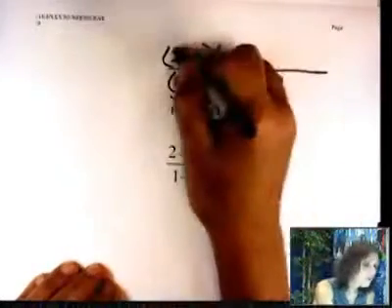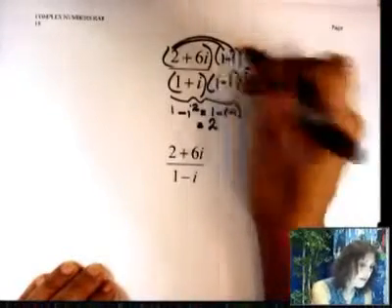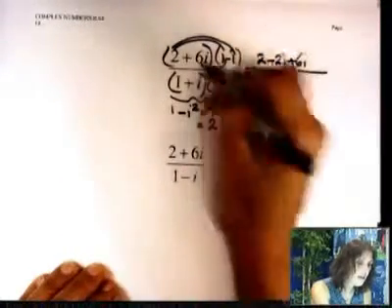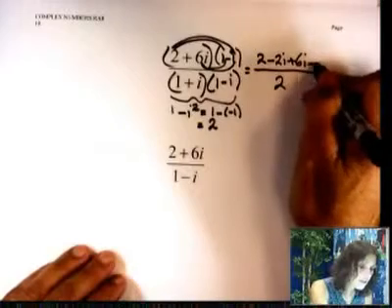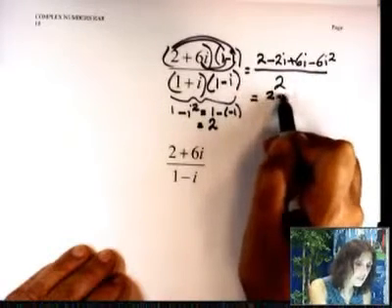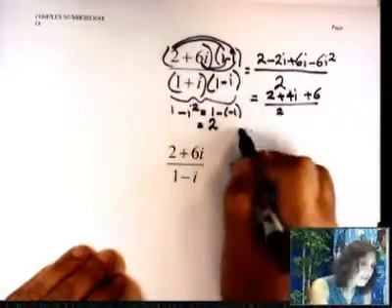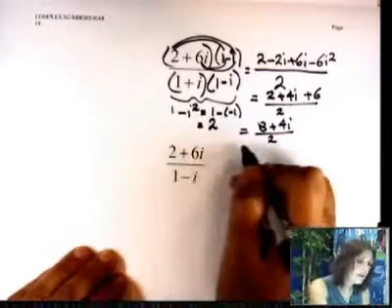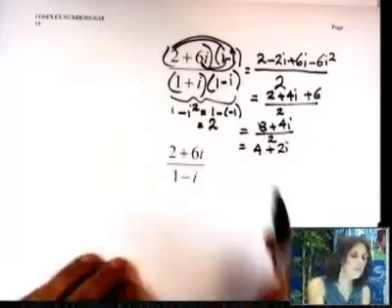Now what else do you do? You just FOIL the top. 2 times 1 is 2. This is 2i. And this one is plus 6i. And this one is minus 6i squared. So what does that give you? 2 plus 6, that's 8. And negative 6i squared is plus 6i. That gives you 8 plus 4i. And now you can divide. You get 8 divided by 2, that's 4. 4i divided by 2, that's 2i. And this one is in the standard form.